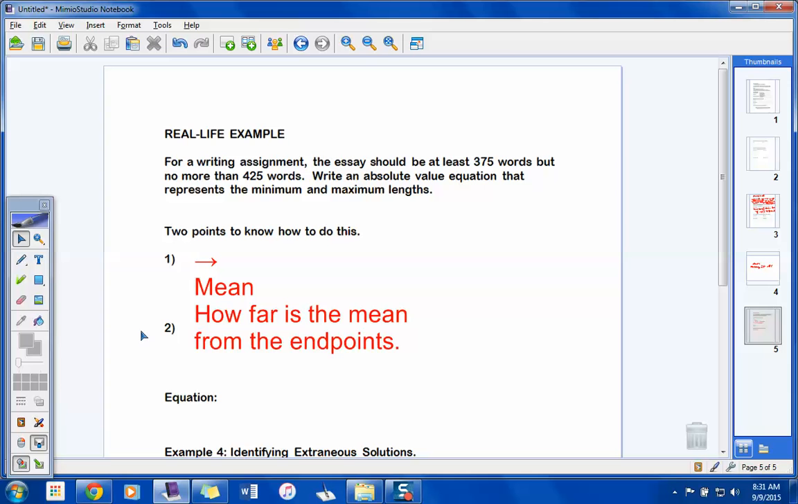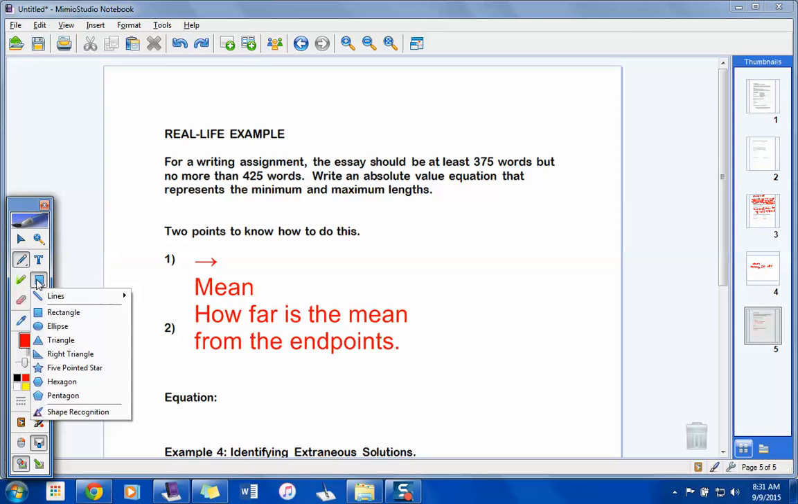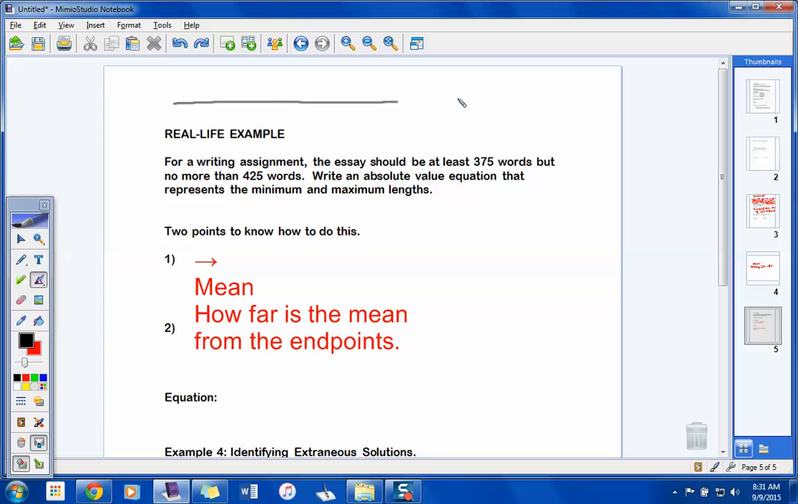Just kind of show graphically what this is going to look like. If I had a number line of this example right here, what was the lowest number of words I could use for this essay? 375, right? What was the highest number of words that I could use for the essay? 425. Now, if you guys recall, we started this by saying absolute value is the distance from what?